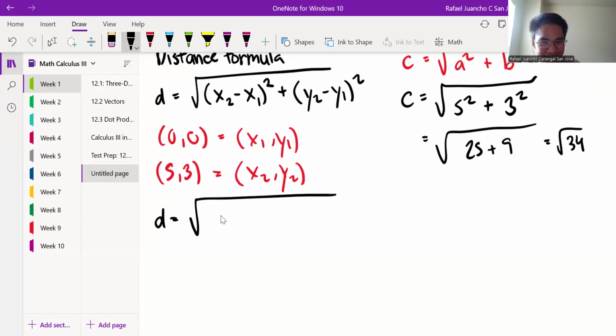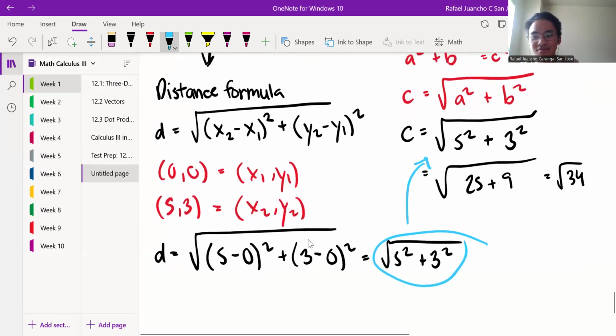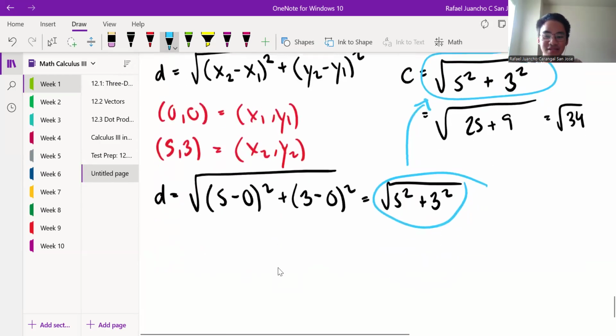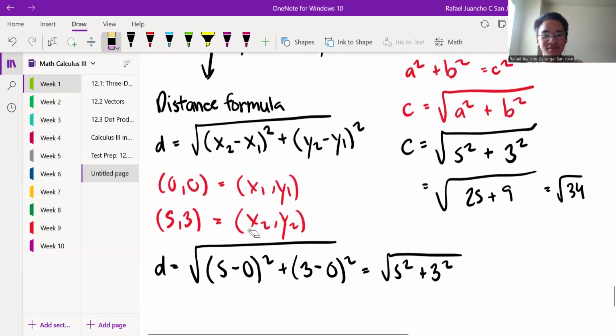It's not magic, it's someone already did this. Now we just plug in the values. x2 is 5, x1 is 0, y2 is 3, y1 is 0. Boy, would you look at that: 5 squared plus 3 squared. Same idea here, and we get the same answer, obviously. So that's the idea of that distance formula.